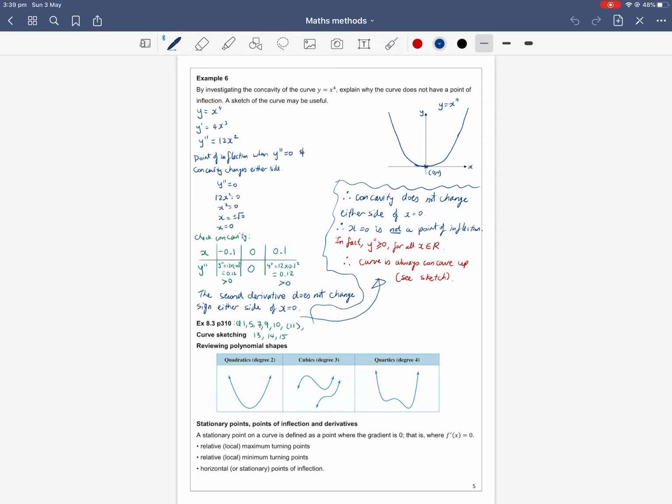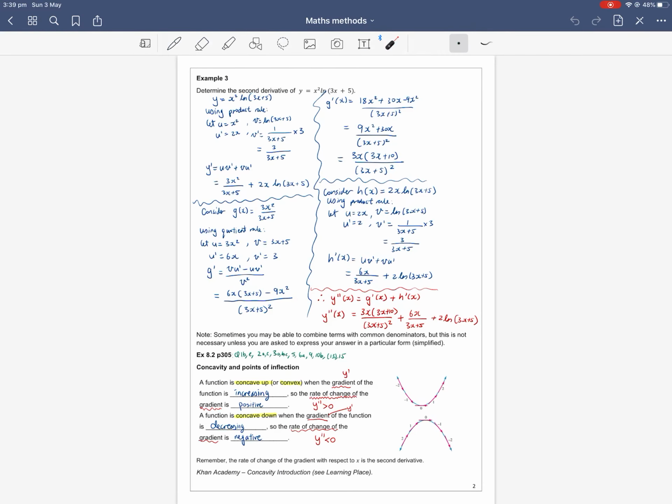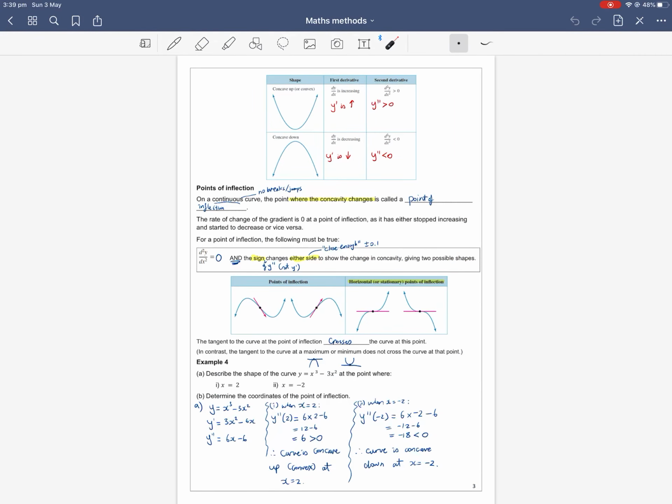So today we're going to look at curve sketching. It's an application of double derivatives, or second derivatives. So, a recap of last lesson. Last lesson we introduced the idea of concavity and points of inflection.